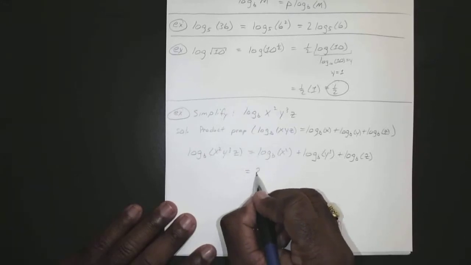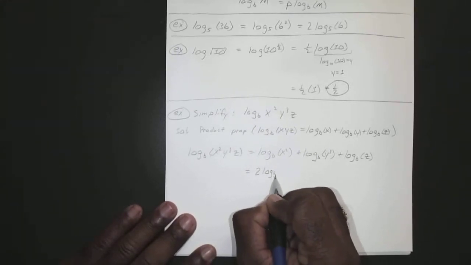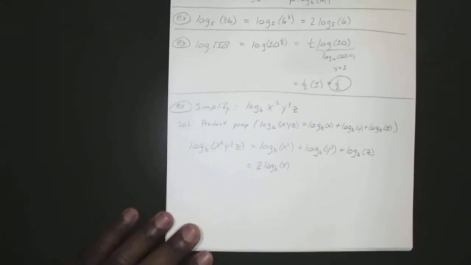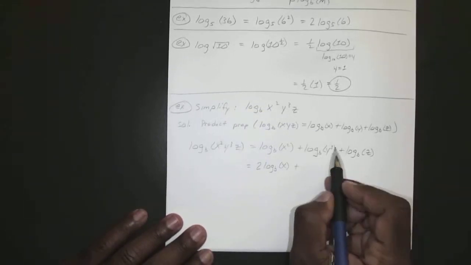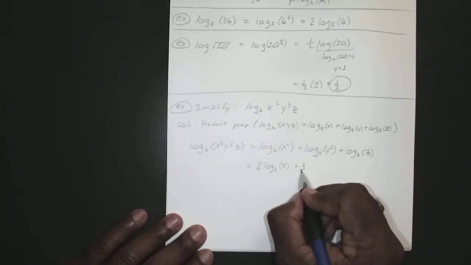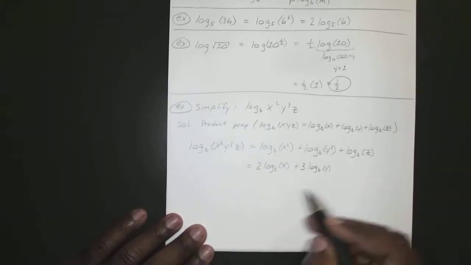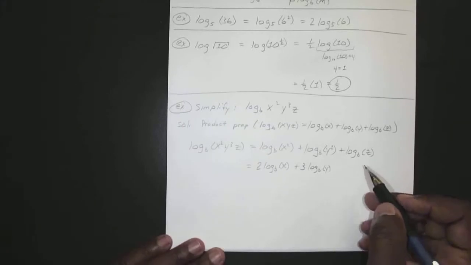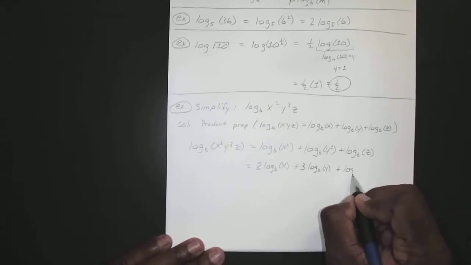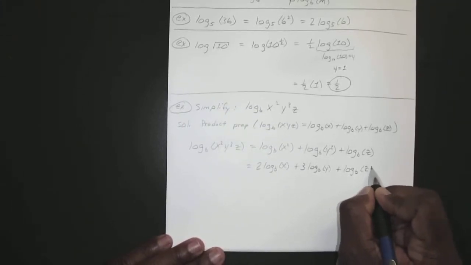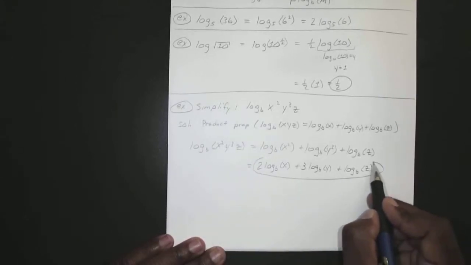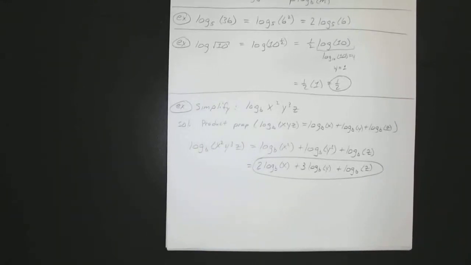Okay, so that becomes 2 times log base b of x plus, bring that exponent down to the front, 3 times log base b of y. And there's no exponent there, so we can just leave that as it is. Log base b of z. All right. So any questions on that second one? Well, third one.